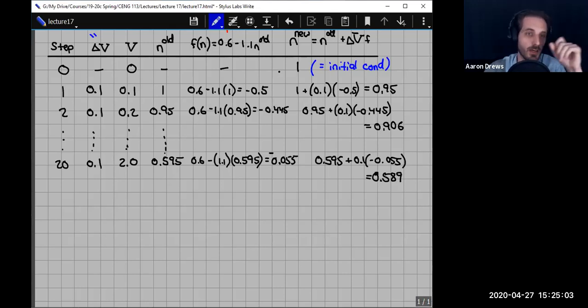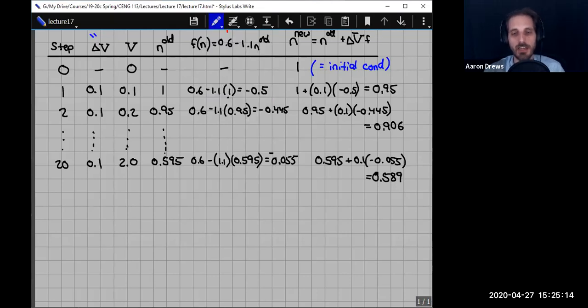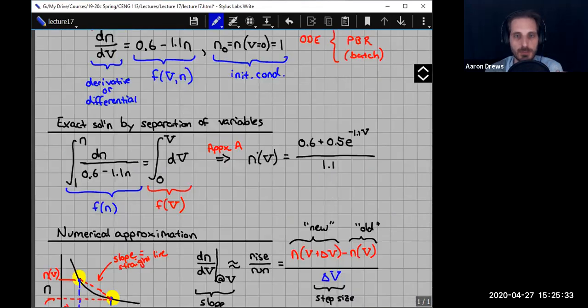There's no reason that we have to stop at 20 other than, I don't know, convenience. Maybe somebody asked us to go out to 20 steps, which corresponds to a volume of 2. But the key idea that we've got here is that we don't have a function, right? The analytic expression, or the exact solution, that gave us n as a function of v. The exact solution is the one that we did a couple of minutes ago, right? So the exact solution is here.